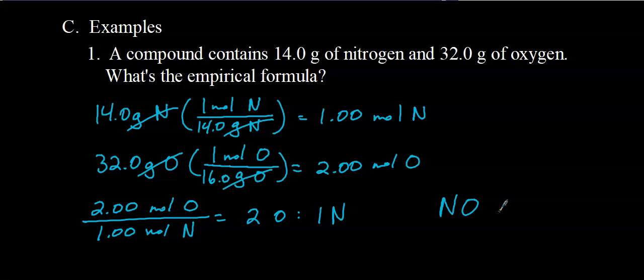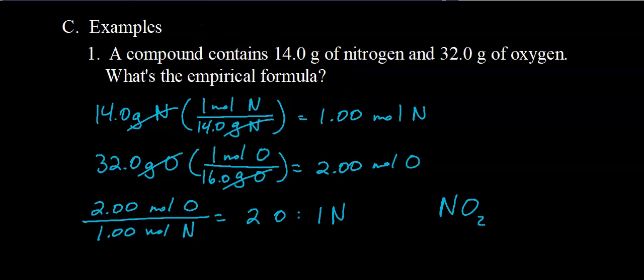So according to our ratio, how many nitrogens are in the empirical formula? Just 1. According to our ratio, how many oxygens are in the empirical formula? That would be 2. So our empirical formula of this compound is NO2.